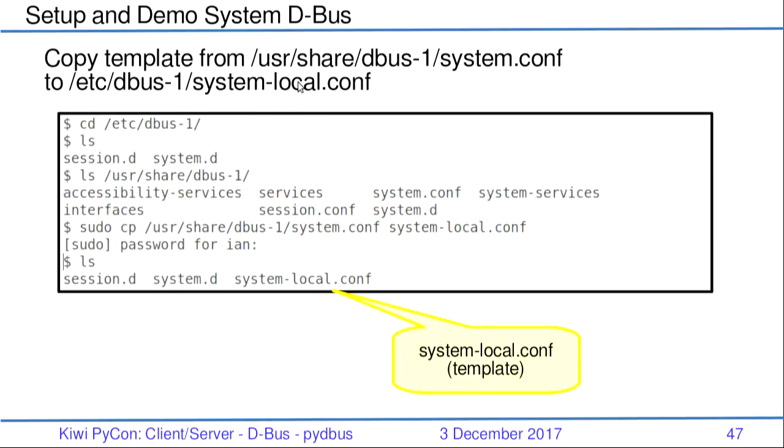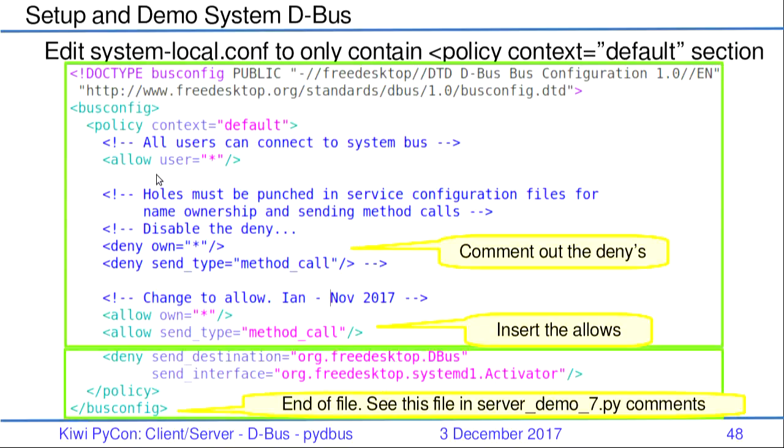And so to make it, the easiest thing to do is just copy the user share system.conf to systemlocal.conf in etc dbus. And so we've now got this file here, which is identical, and then go through it and chop out all the stuff you don't want and make a little change. They call it punching holes into this file. So there was deny own equals star and deny send type method call. I comment that out and I change it to allow. So those are the only two lines I change, but I have to pass the whole frame. There's about 10 lines missing here.